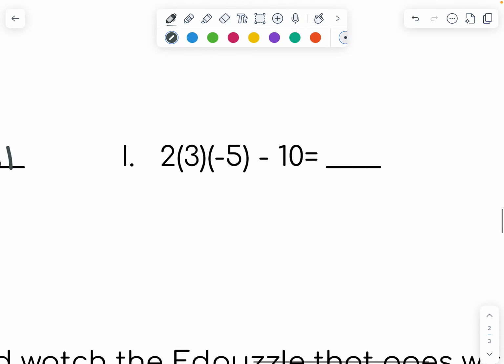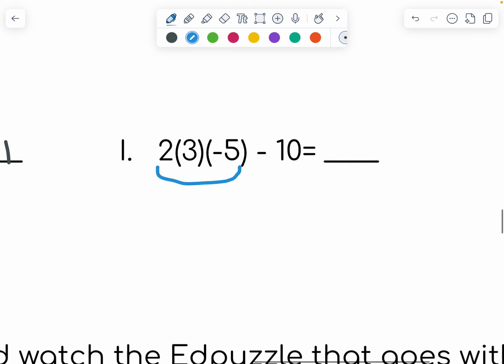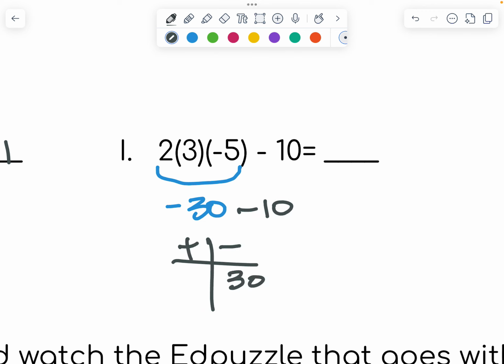Here we go. Order of operations. It looks a lot like problem G. What do we do first? We multiply all of these. Then we're going to subtract 10. 2 times 3 is 6 times a negative 5. That's negative 30. I still have minus 10. Put those in a scoreboard. All right, 30 and 10. Oh, the negatives are definitely winning by 40 points.